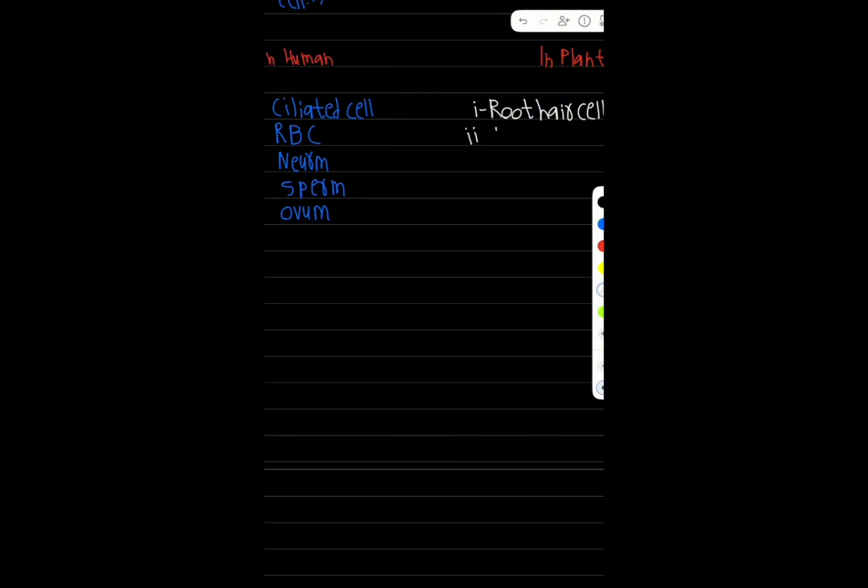We have palisade cell. Then we have xylem. Then we have phloem. Both of these structures are really similar. I will be doing them side by side.